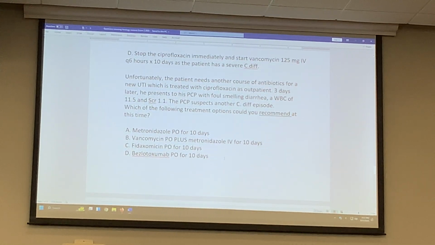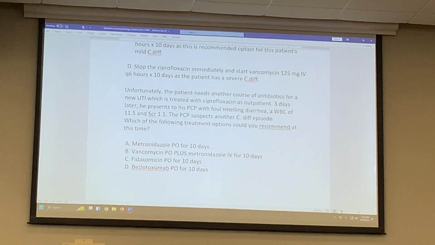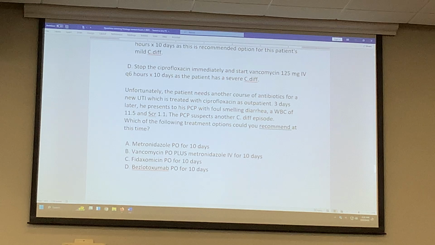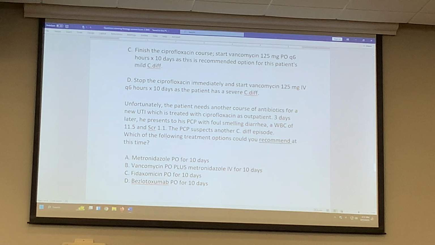Okay, last, I think, or second last. Unfortunately, the patient needs another course of antibiotics for a new UTI, which is treated with ciprofloxacin as an outpatient. 3 days later, he presents with foul-smelling diarrhea, white blood cell count of 11, and serum creatinine at 1.1. The PCP suspects another C. diff episode. Which of the following treatment options would you recommend at this time? So what is different here or what's not different?